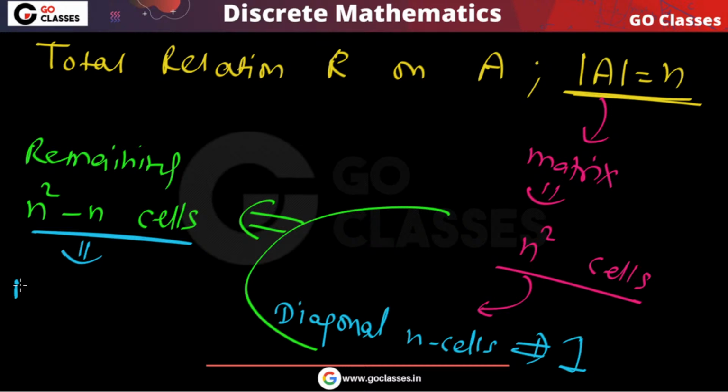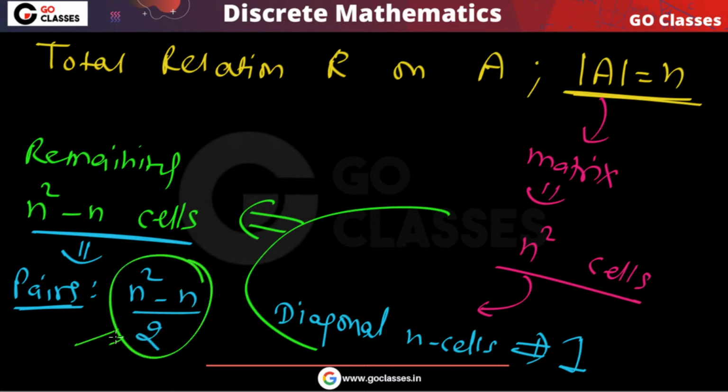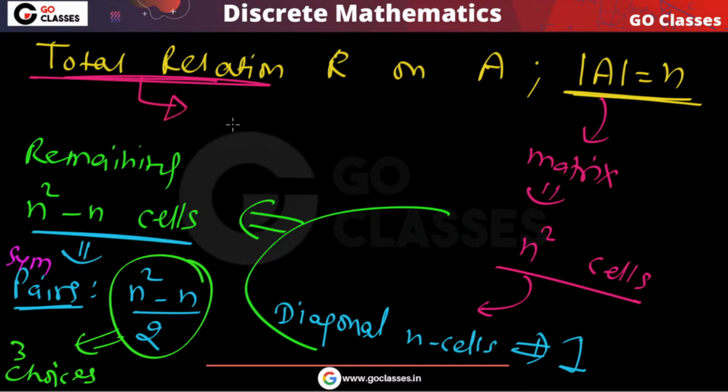So how many pairs are there? How many symmetric pairs are there? These many symmetric pairs, and for every pair you have three choices. So total, how many symmetric pairs are there? There are n square minus n divided by 2 symmetric pairs. And for every symmetric pair, there are three choices. So finally, what is the number of total relations? That will be 3 power (n square minus n) by 2. This will be the answer.